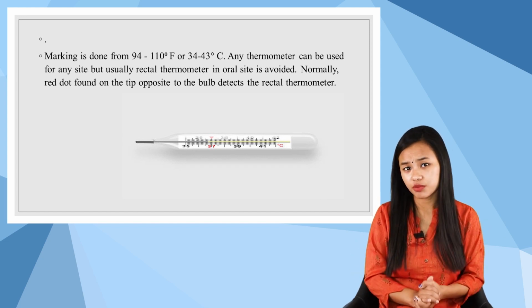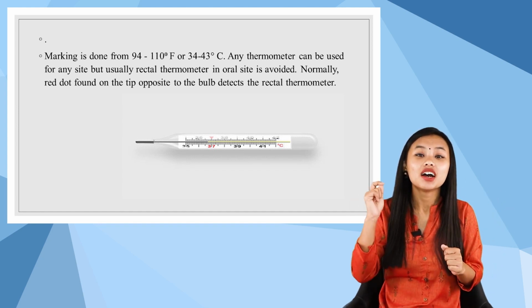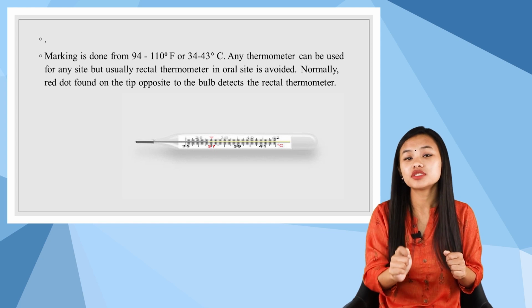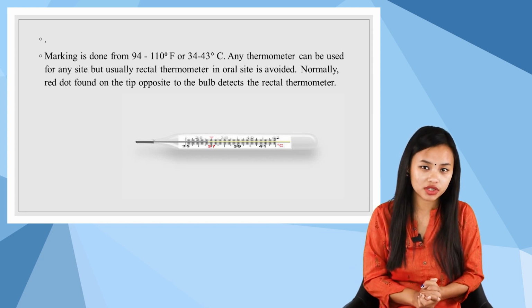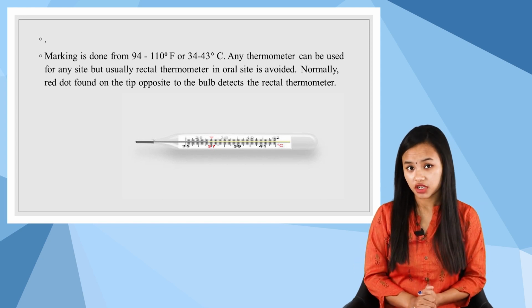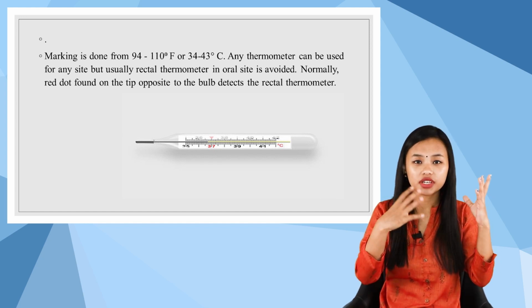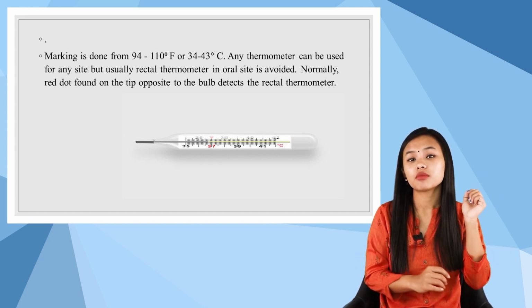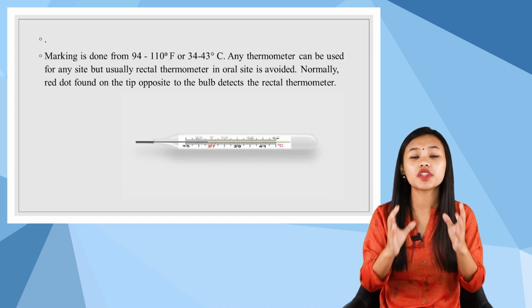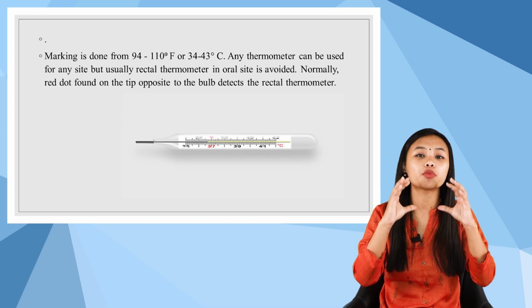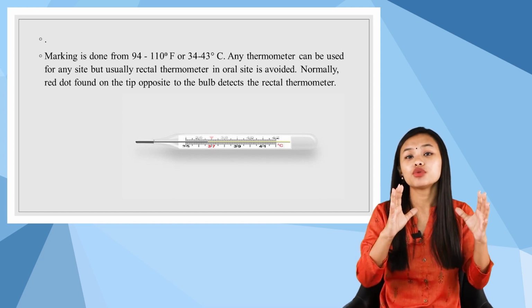Here any thermometer can be used in any site, but you must make sure that the thermometer which you are using for assessing the rectal temperature must not be used for assessing the oral temperature. With the use of this thermometer, you will be able to assess the body temperature of the client through any site. However, the thermometer which you will be using for assessing the temperature through the rectum will have a red dot on the tip which is opposite to the bulb.